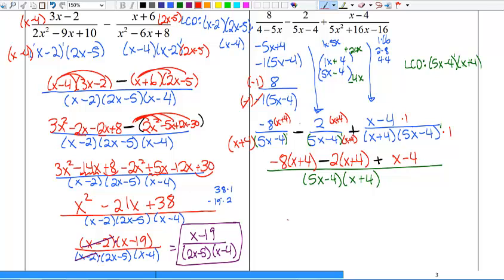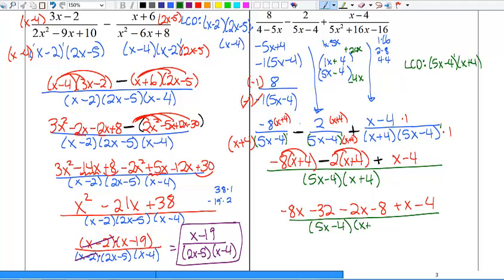Great, now I have to distribute my numerators and combine like terms. I'm getting negative 8x minus 32, when I distribute, minus 2x minus 8, plus x minus 4, all over my denominator. The numerator, let's see, combine the x's. Negative 8 minus 2 is negative 10, plus another 1 adds up to negative 9x. Then I have negative 32 minus 8, that's negative 40, minus 4 more, that's negative 44.